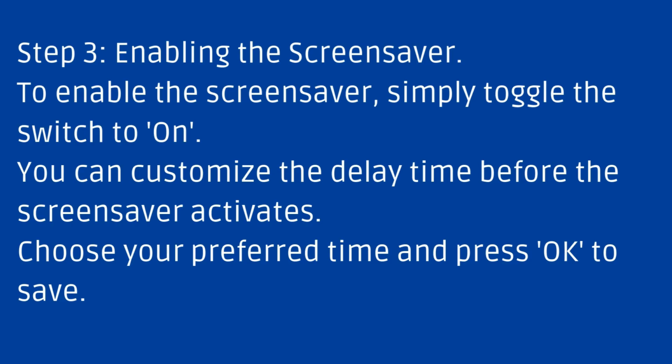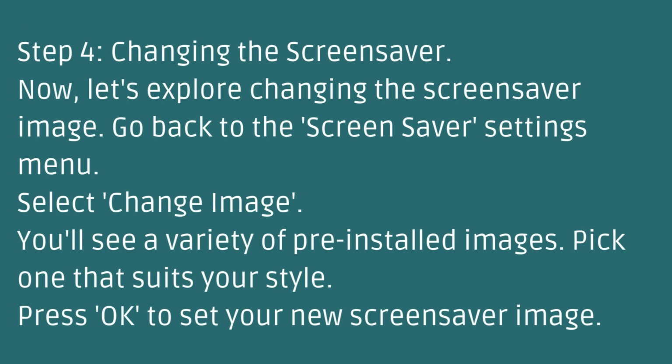Step 3. Enabling the screensaver. To enable the screensaver, simply toggle the switch to On. You can customize the delay time before the screensaver activates. Choose your preferred time and press OK to save.